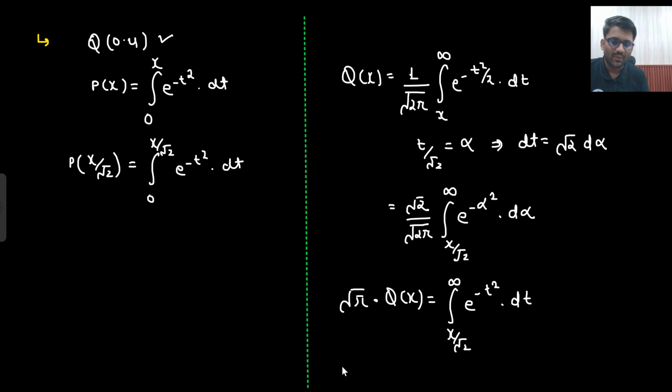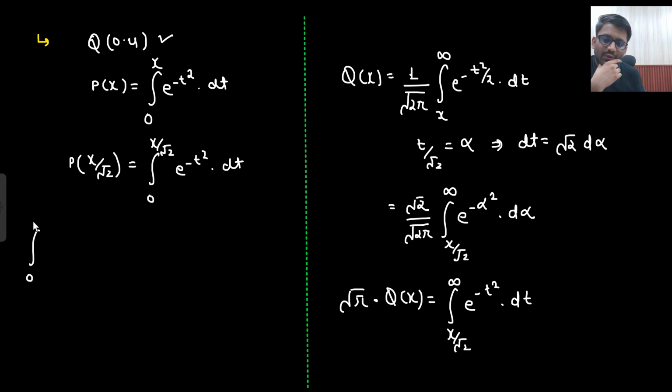Or we can do another thing as well: under root 2 into x, in place of x I could have put under root 2 into x. Then under root 2 will get cancelled out. But this is not what I am doing, forget about it. This is what I am doing: P of x by under root 2 is coming out to be 0 to x by under root 2 e to the power minus t square dt.